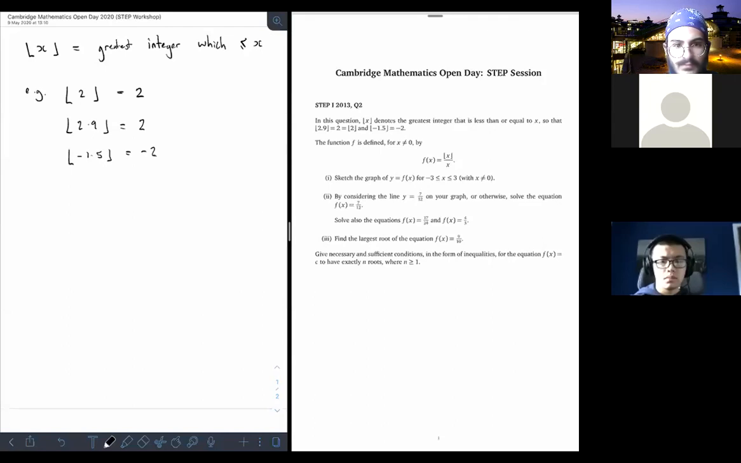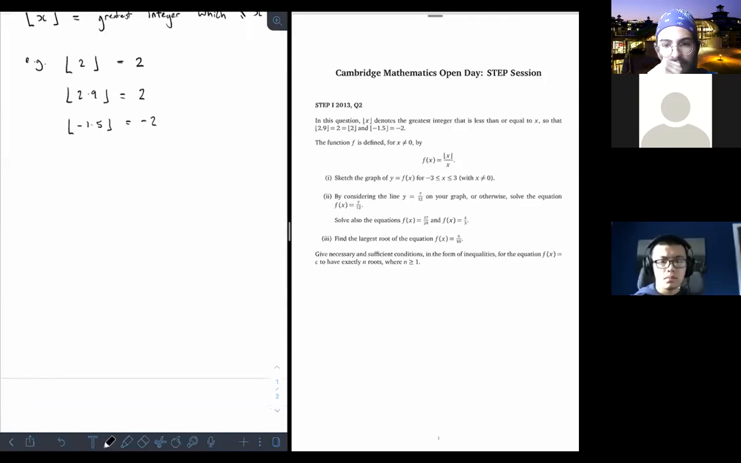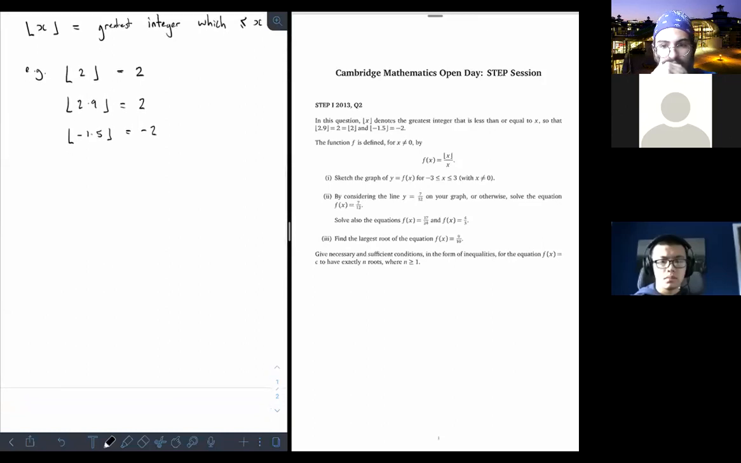Then we're told to consider a different function. This function is defined by f(x) being equal to the floor function of x divided by x itself. A priori, this is a completely new function, so we have no idea what it looks like or what it may do. The question is all about probing this function and finding out what it looks like and what sort of behavior it has.